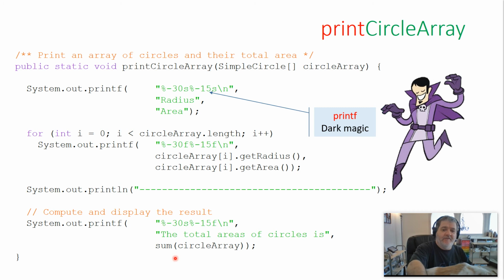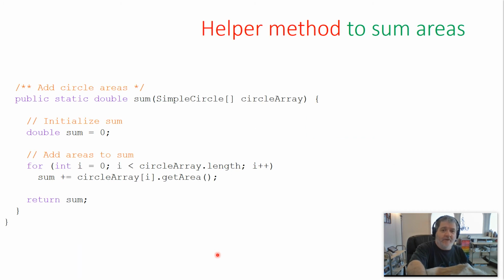So you get it. Sum is going to take the array, and it's going to iterate over every element of the array. How does that look? Well, there we go. Sum takes a parameter, which is a reference to an array of SimpleCircle, an object of class array of SimpleCircle.